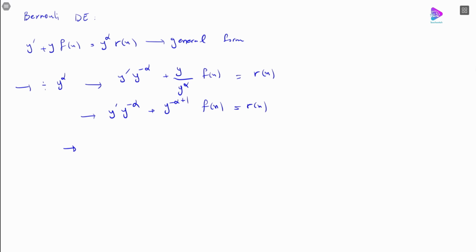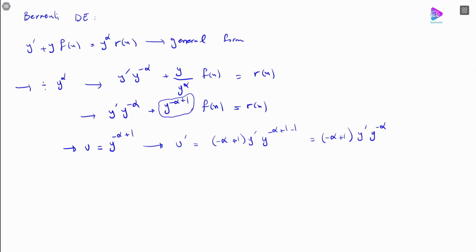Now we're going to change a variable, u equal to this term, y^(-α+1). From here we write u' = (-α+1) y' y^(-α+1-1), which is equal to (-α+1) y' y^(-α). So you can see y' y^(-α) is u' over (1-α).